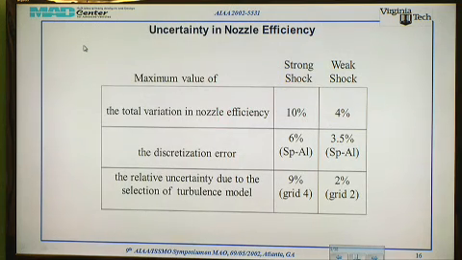And in terms of grid 2, for the weak shock, you can get reasonable results. Based on the other grids, we estimated that the error was 4% in the total efficiency. The discretization error was responsible for 3.5, and the turbulence model caused variability of 2%. For the strong shock, even with grid 4, you still had errors of the order of 10%.